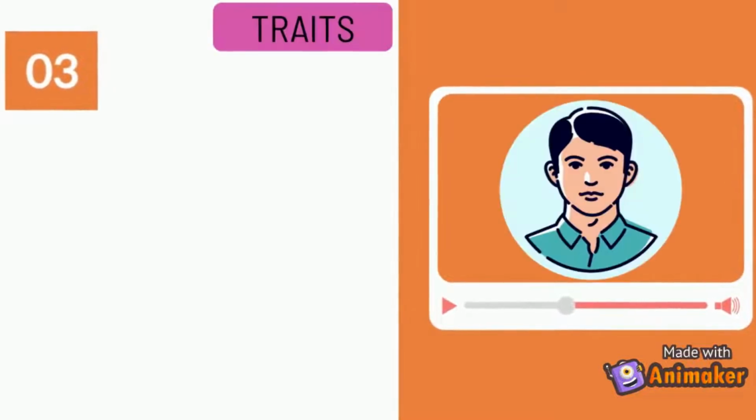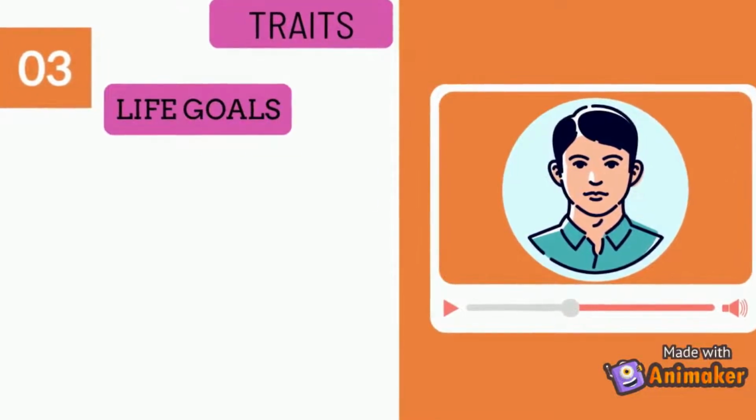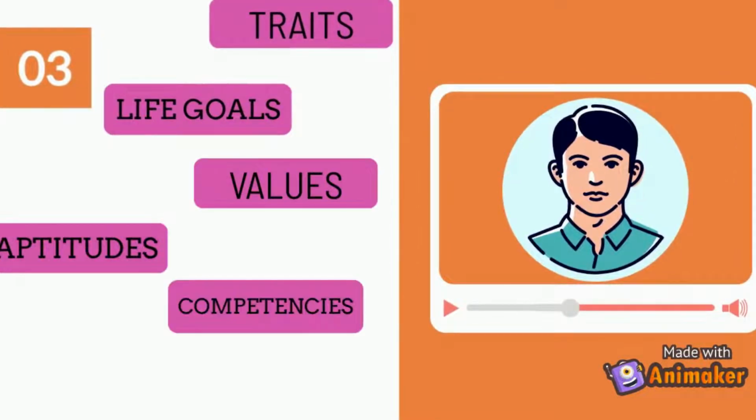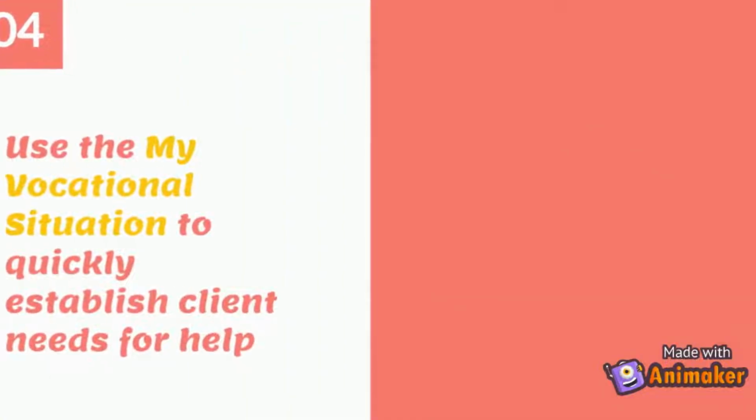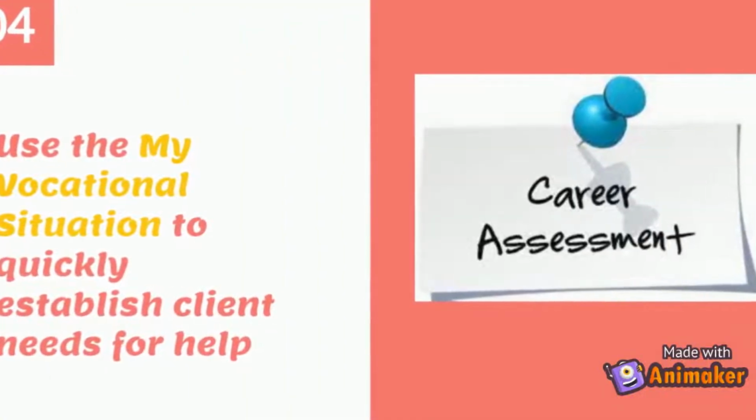3. Work with clients to help them see how their traits, life goals, values, aptitudes, competencies, enrollments, and achievements can be associated with the match of personality with work environment. 4. Use the My Vocational Situation to quickly establish client needs for help.